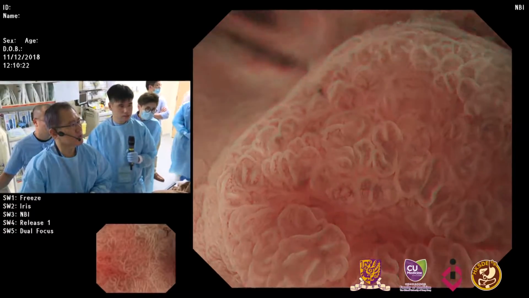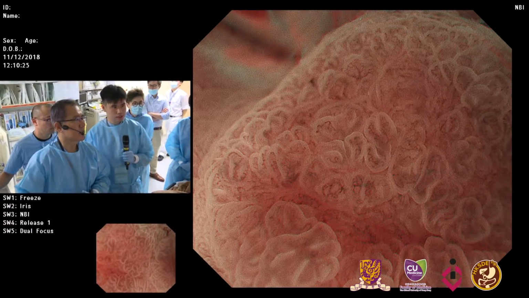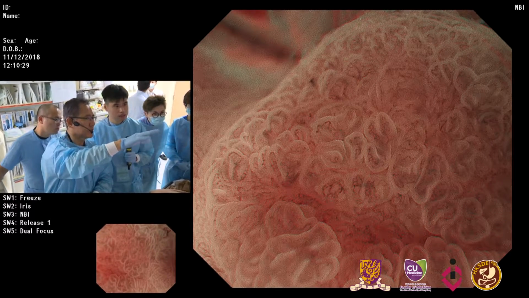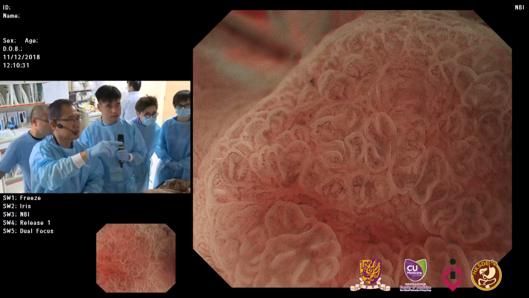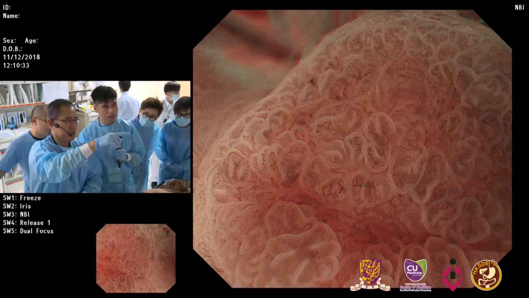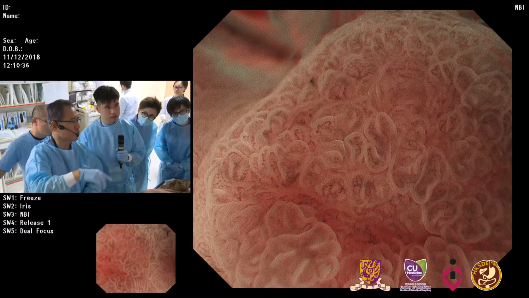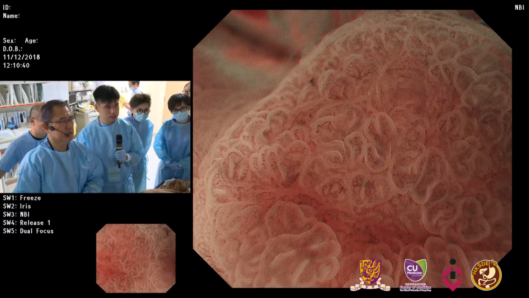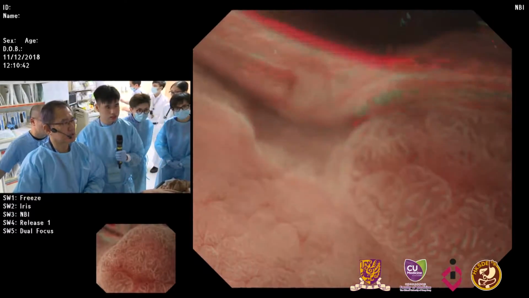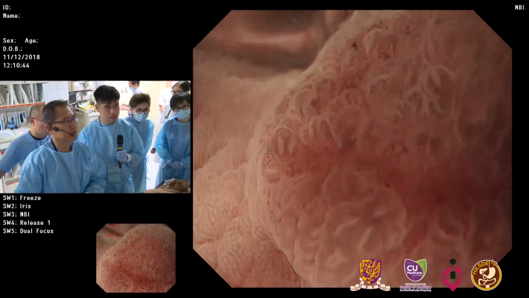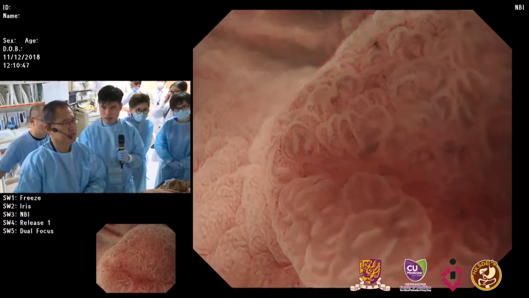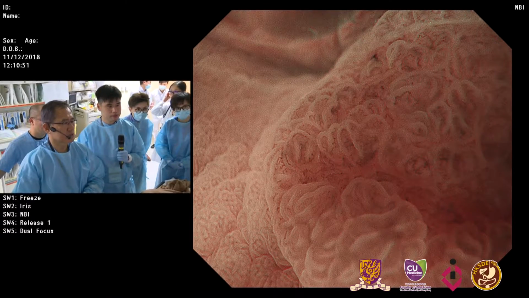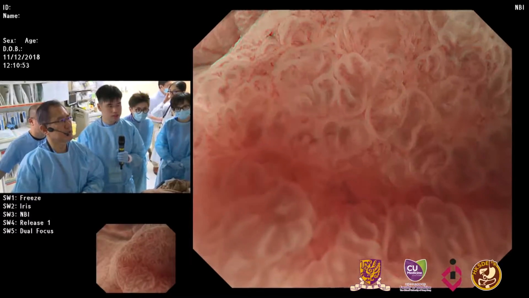So this is just the oral side. As you can see, the marginal crypt epithelium is quite heterogeneous in this part. In addition, the microvascular pattern is a little bit irregular. I think it's high-grade dysplasia, or in Japan, maybe intramucosal cancer, very well differentiated cancer, rather than just low-grade adenoma.